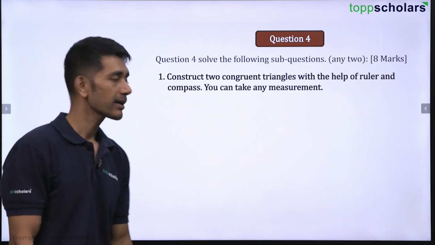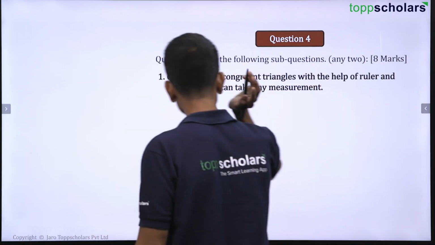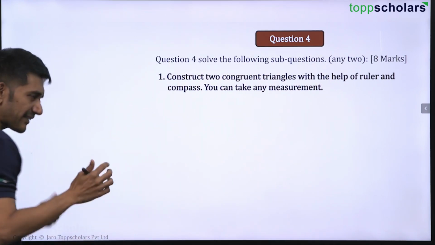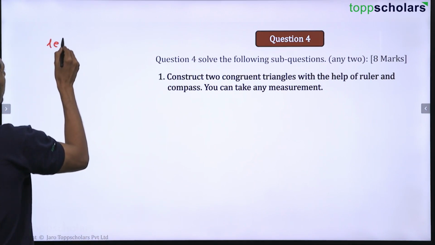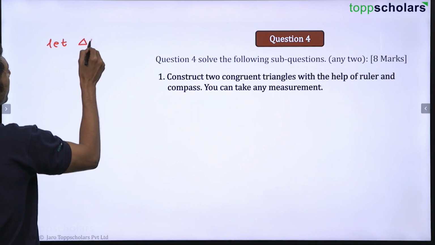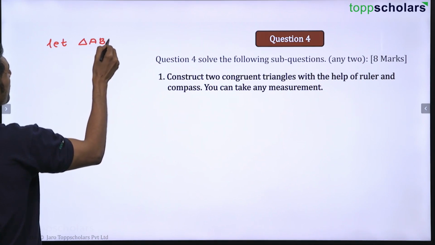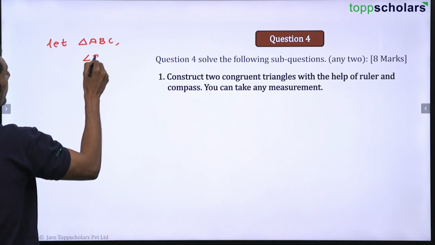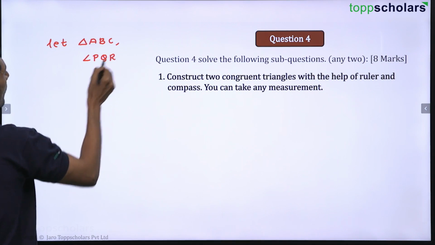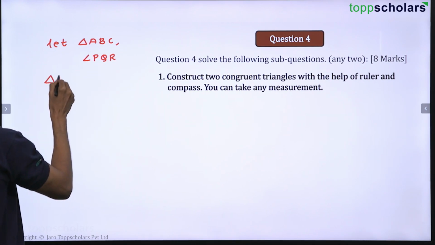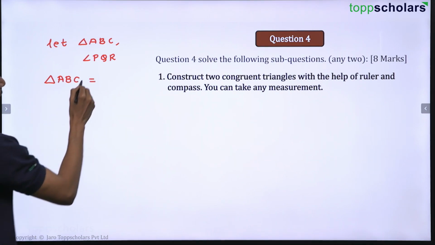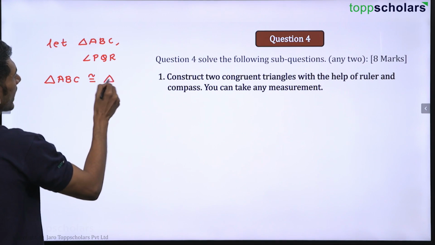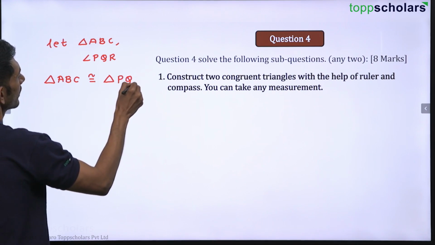Such an easy question, right? There is nothing in this. Two triangles which are congruent. So let us give some theory also to it. So let the two triangles be triangle ABC and triangle PQR. Now triangle ABC is congruent to triangle PQR, correct?